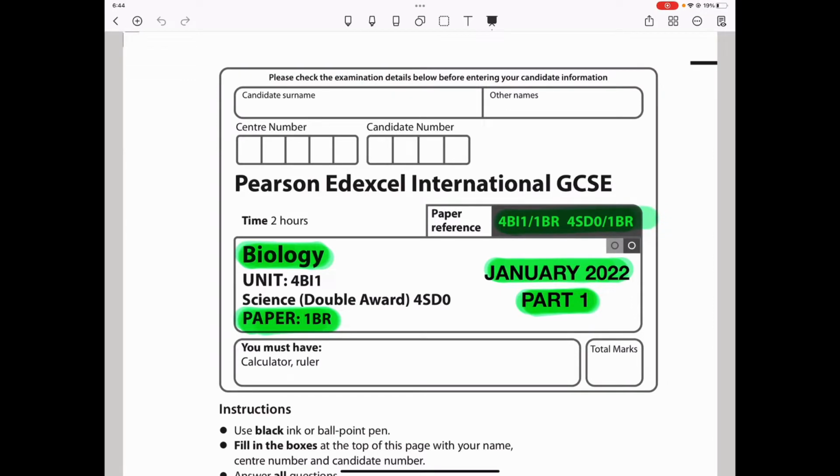Today we are doing the Pearson Edexcel International GCSE Biology Paper 1BR for January 2022. I will do 3 parts of this paper. This is part 1. I will do part 2 as well as part 3.